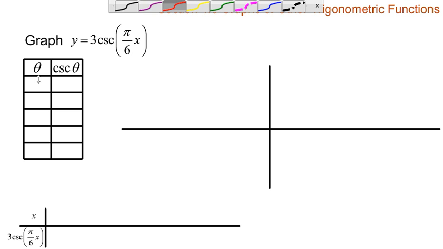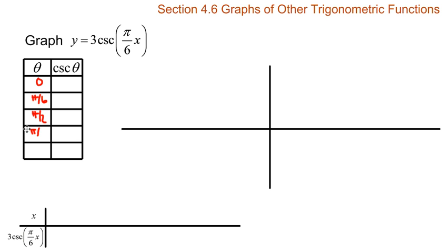The theta values are 0, pi over 6, pi over 2, 5 pi over 6, and pi. The cosecant values are undefined, 2, 1, 2, undefined. You're going to see some very similar processes that we're going to use right now.